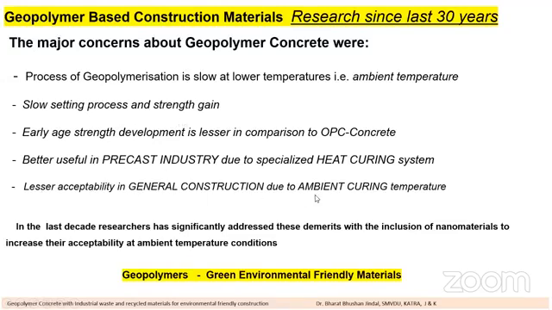Acceptability in general construction is lesser, as already discussed, due to the ambient curing temperature, because it's a slow setting process. But need not worry: in the last few years, researchers have significantly addressed these demerits by including nanomaterial. By that we can increase acceptability at ambient temperature. That means with the addition of nanomaterial, we can speed up the setting process as well as the strength gaining process even at ambient curing temperature.